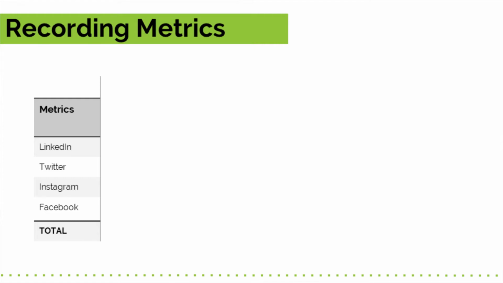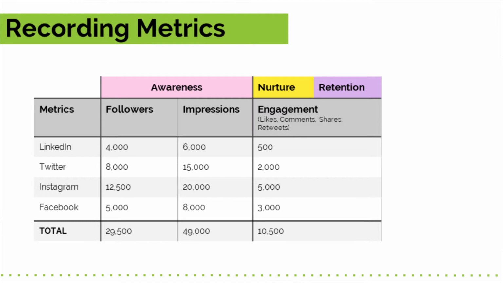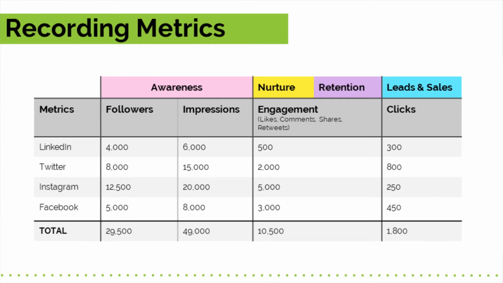Here's a simple way to record metrics on a monthly basis. You could create this yourself easily in Excel or Google Sheets. In the first column, you should list all of the social media platforms that you are using. The second column should be your awareness or reach metrics, which include followers and impressions. The third column should be your nurture and customer retention metric, which would be engagement. And the last column should contain your lead metric, which would be, in this case, clicks. This format makes it easy and digestible to understand how your social media metrics tie to the larger business objectives.